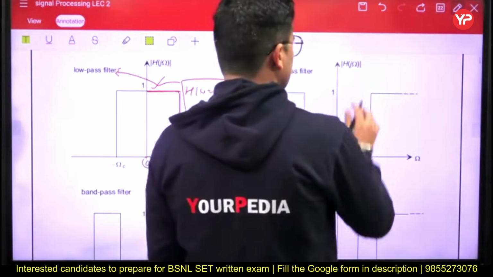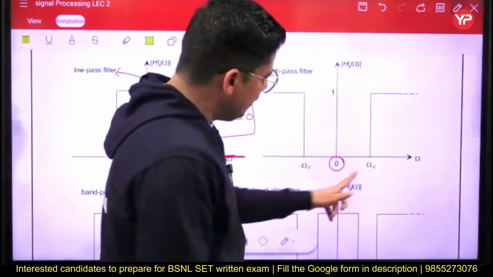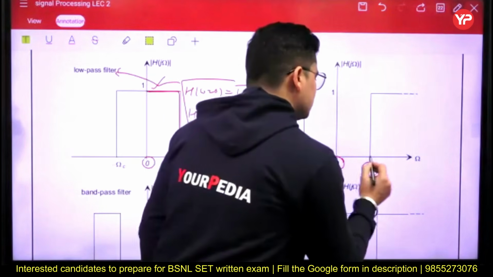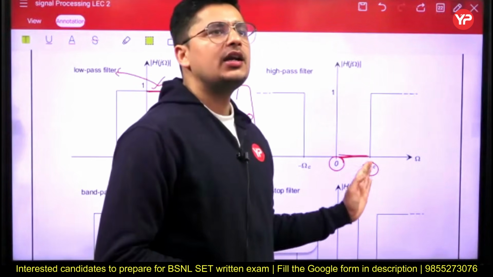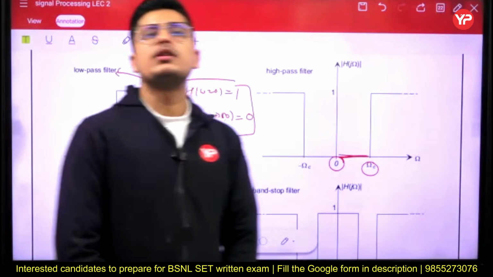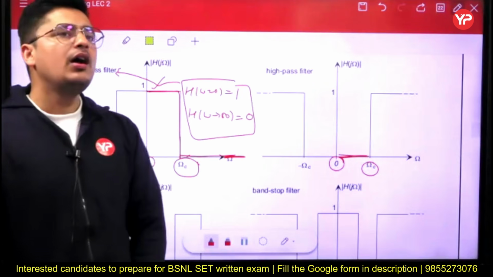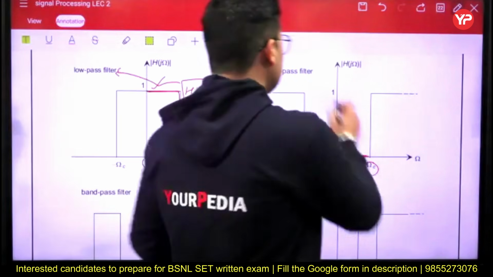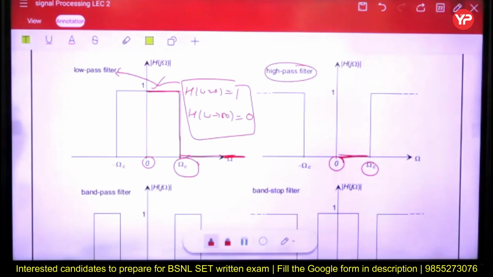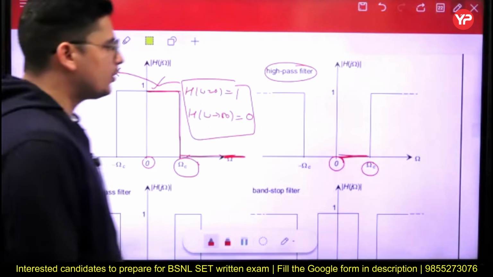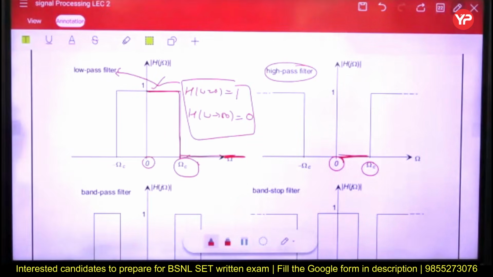High pass filter: for a high pass filter, the gain at omega equals 0 is 0. See what you are observing here. Below this cutoff frequency, the gain is 0. It means it will reject all the frequencies below this cutoff frequency, and it will pass all the frequencies above this cutoff frequency. So this spectrum suggests that this is a high pass filter.